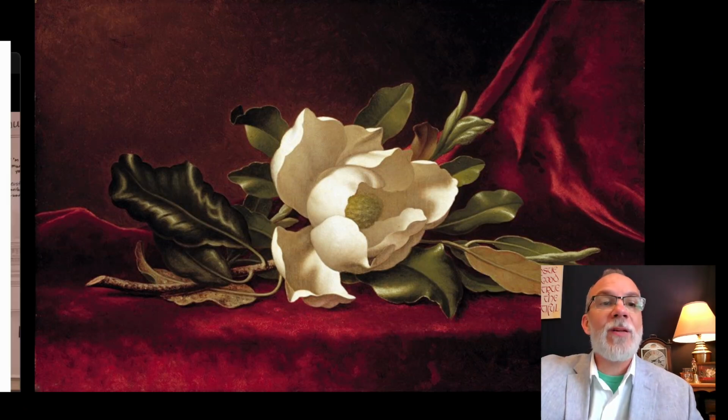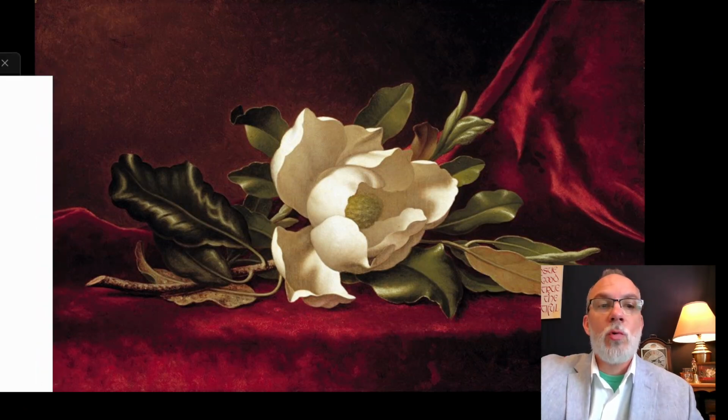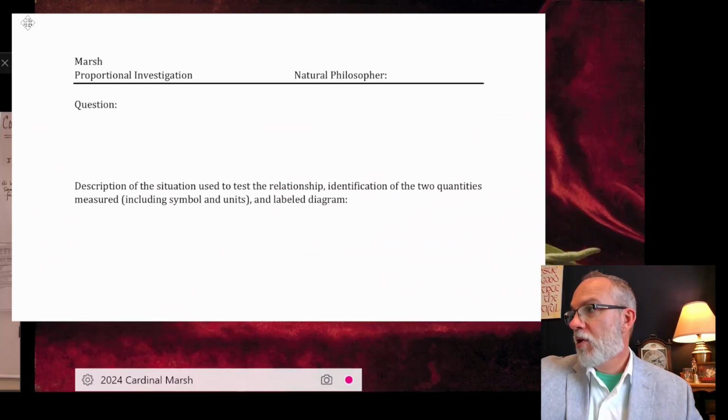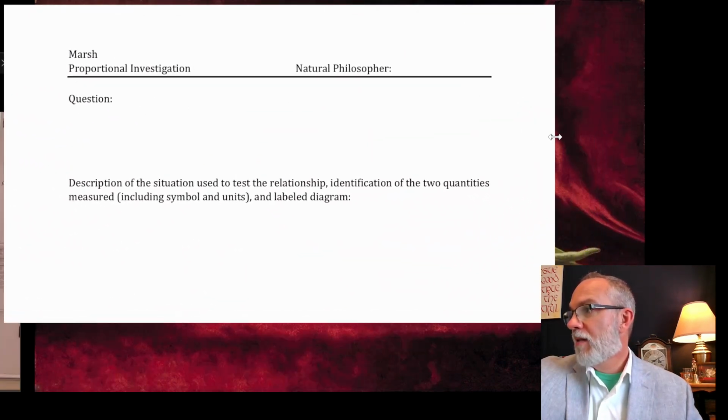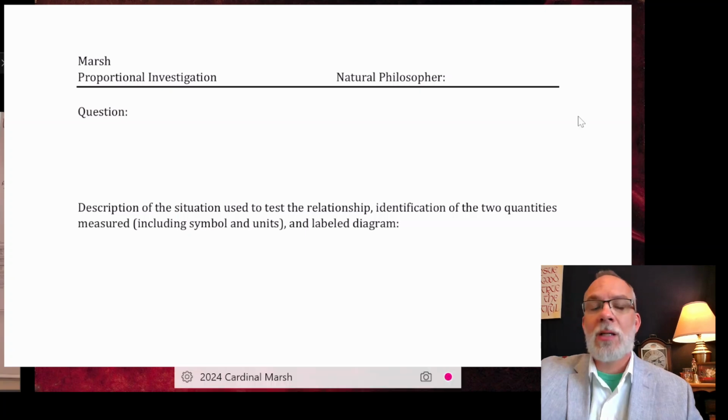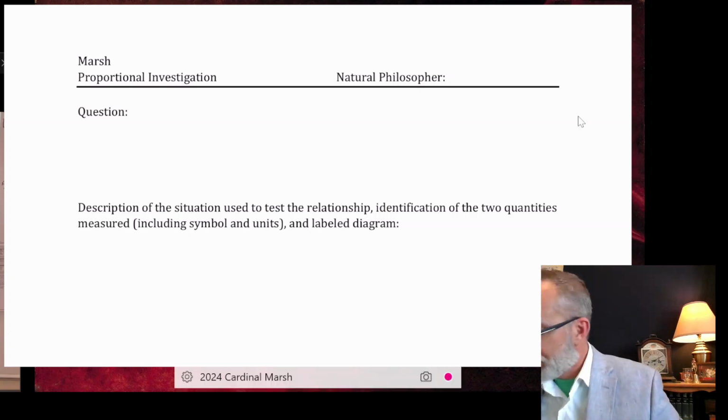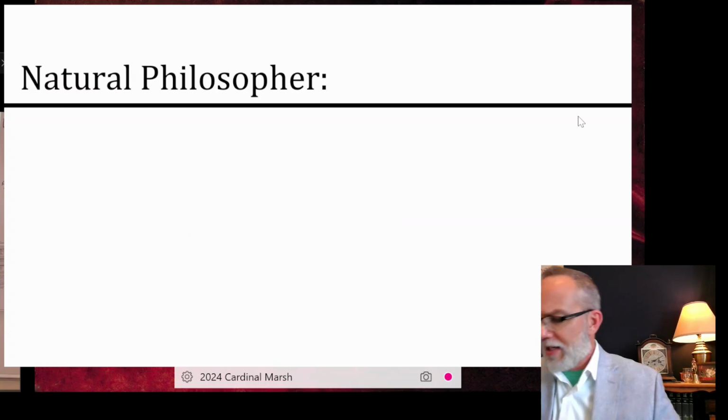I need this. Going to throw that over there. You should have this piece of paper. This is going to be your lab sheet, so to speak. Your first and last name goes here.